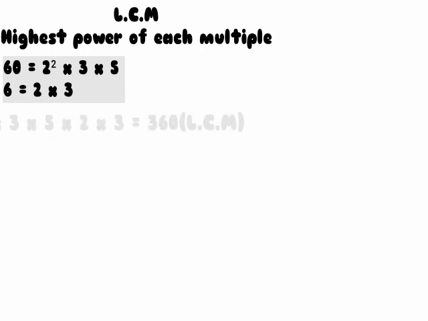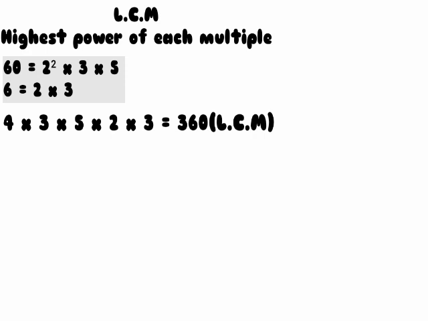So we can write 4 into 3 into 5, and the next numbers will be 2 and 3, as their powers are also 1 and they are factors of 6. So 4 into 3 into 5 into 2 into 3, and that is 360, is our LCM, the lowest common multiple.